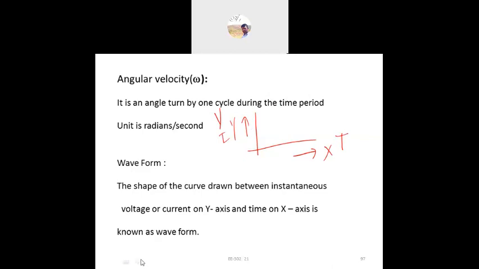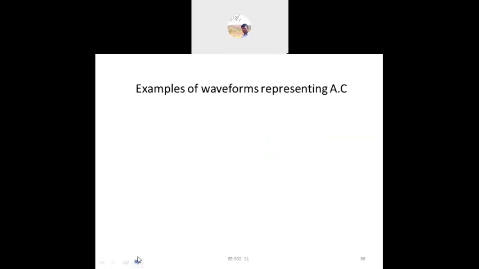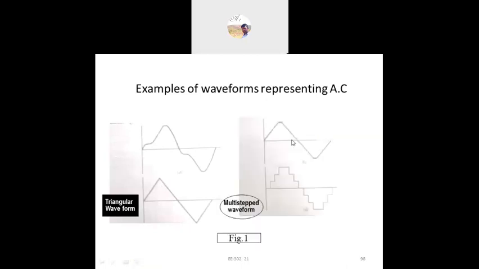Here are some representations of AC waveforms. This is also a waveform where the magnitude varies with time, positively and then negatively. This is the triangular wave. It also varies in magnitude and direction of current with respect to time. This is the stepped waveform, and a multi-stepped waveform is also one of the representations of AC.